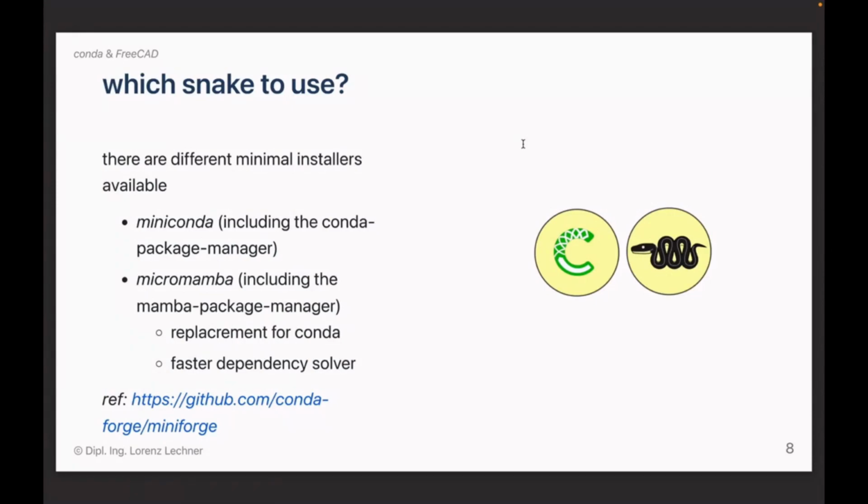I would say that in the last year or so I choose Mamba as the package manager because it's faster. But in the future, it will replace Conda anyways, so it's not that big a deal if you install Conda or Mamba. The starting point is always a minimal set of packages, which is either Miniconda or Micromamba. You can choose either of them.